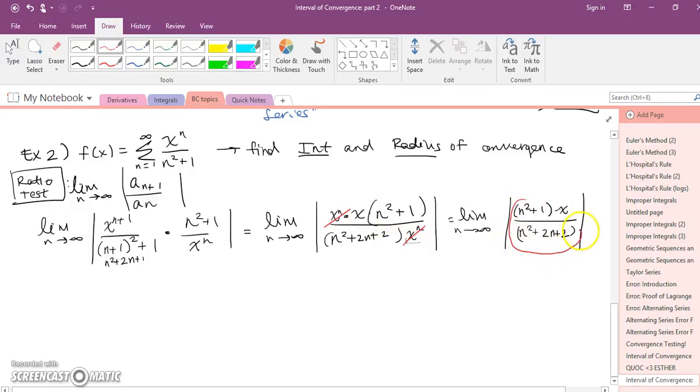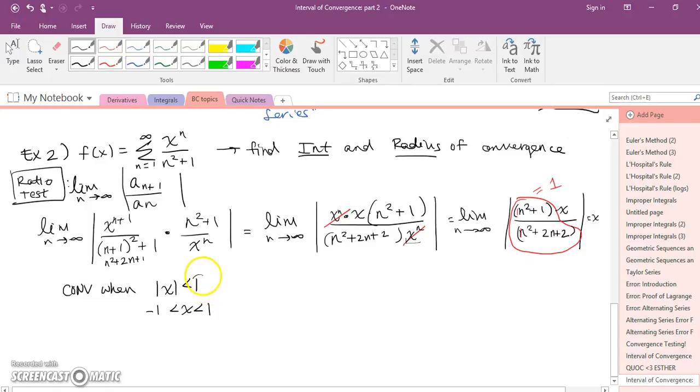And remember, n is the variable that's changing here. So as n goes to infinity, the degrees are the same. Leading coefficient over leading coefficient is the horizontal asymptote, which is 1. So all I'm left with is 1 times x, which is x. That's my ratio. In order for it to converge, I need to set the absolute value of it less than 1, which gives me my rough draft interval of convergence of this.